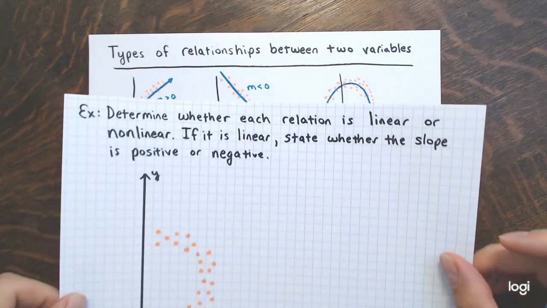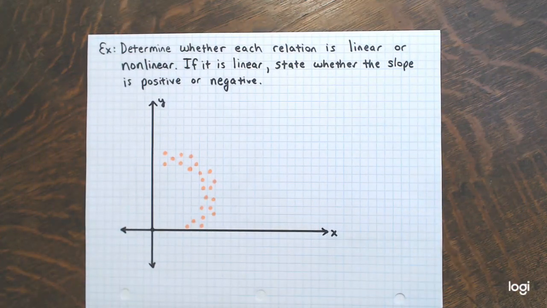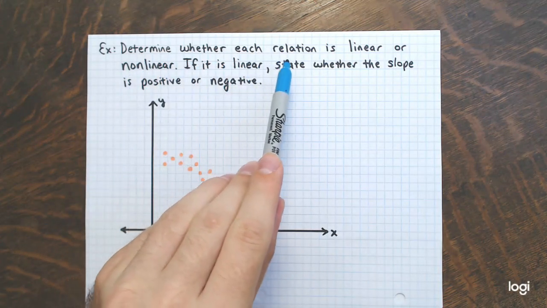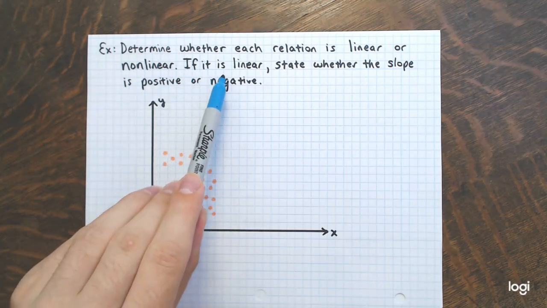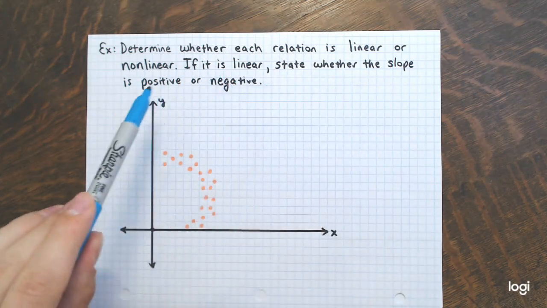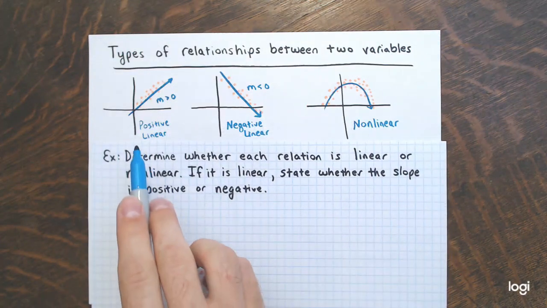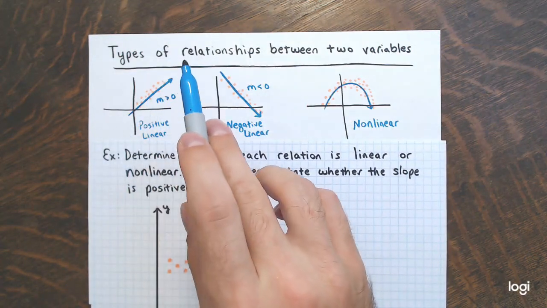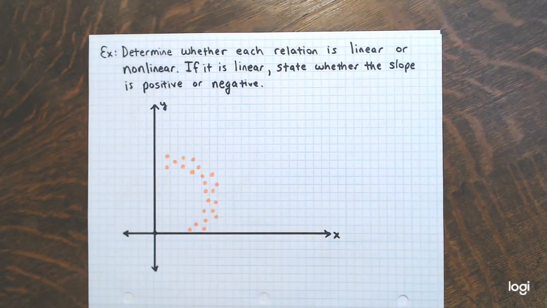In both examples, the instructions are the same. Determine whether the relation is linear or non-linear. And if it is linear, state whether the slope is positive or negative, right? I talked about that with the first two pictures, positive linear, negative linear, trending upward or trending downward as you move to the right. All right, so let's look at this picture here.